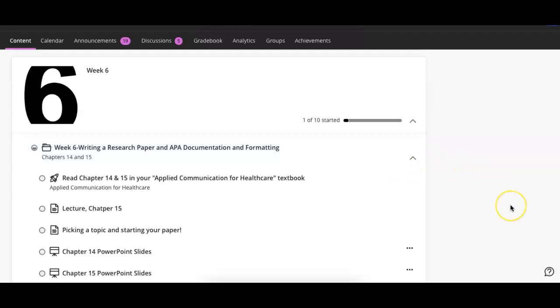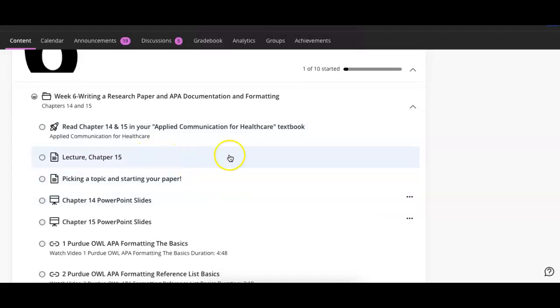Welcome to week 6. So we're digging even further into writing a paper and what it means to have correct formatting. Week 6 talks about APA documentation and how to write a research paper. And part of that, of course, is making sure that you understand the differences between APA and MLA. And I know there's going to be some variances in your textbook, so don't get confused and mix the two up. I think it's important that you understand both.